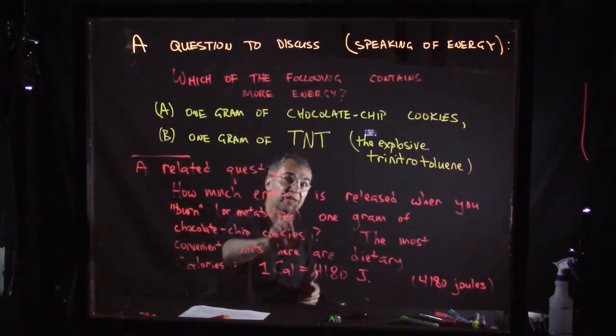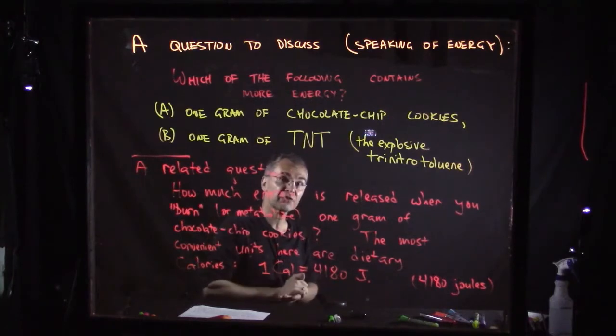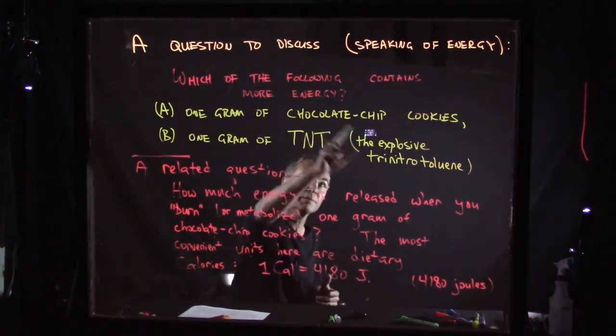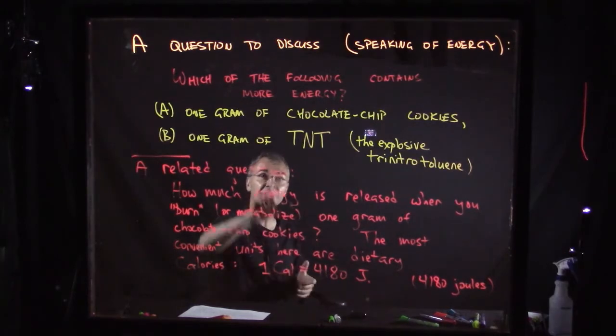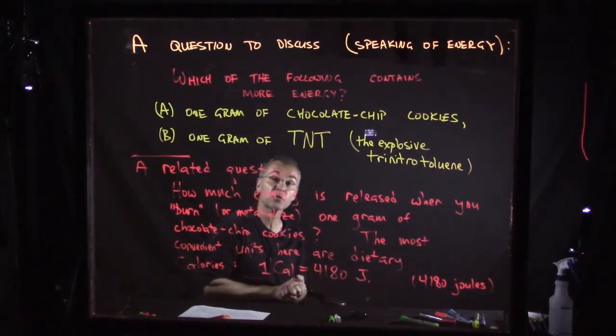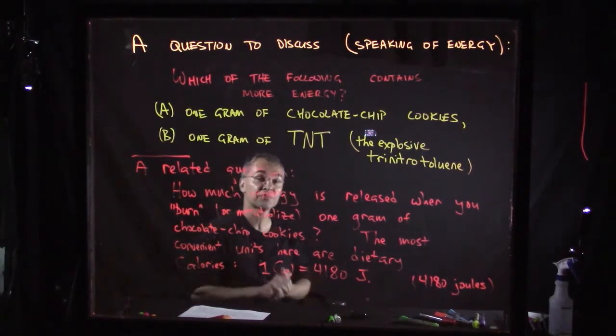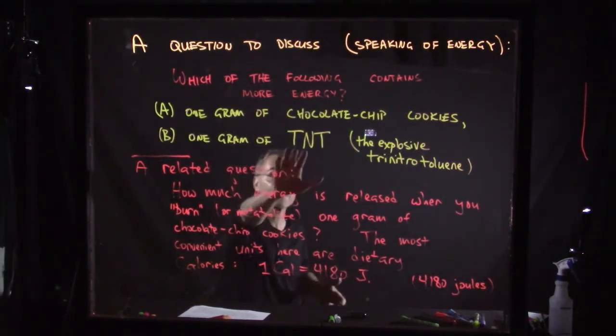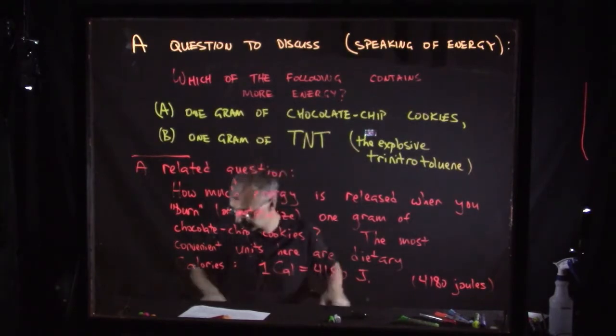So right after I erase this board here, you're going to see me do a kind of fun demonstration in the DRL auditorium of the physics department of combusting some kind of a food material. Okay, so the answer turns out to be a gram of chocolate chip cookies has more energy than a gram of TNT, which is quite surprising. But this energy comes out faster, that's why it's so useful.